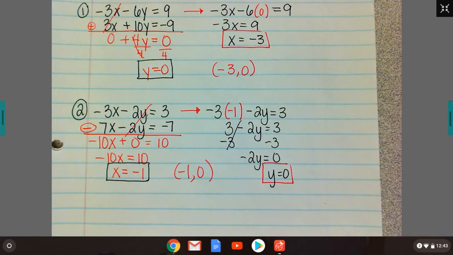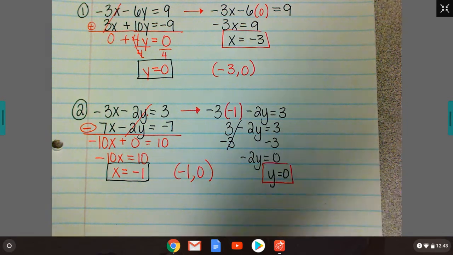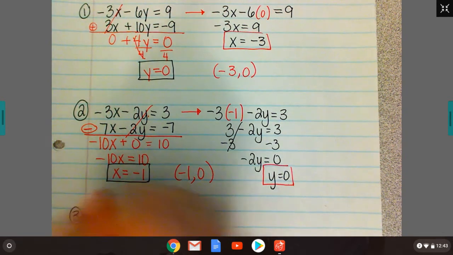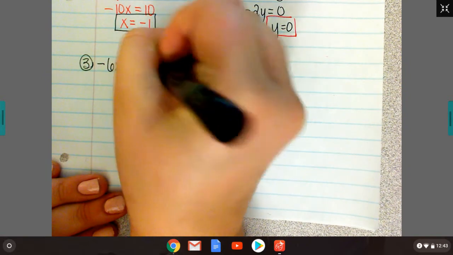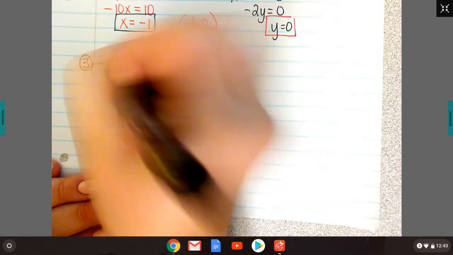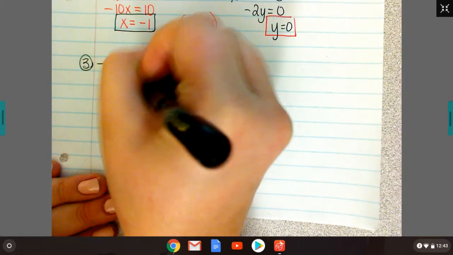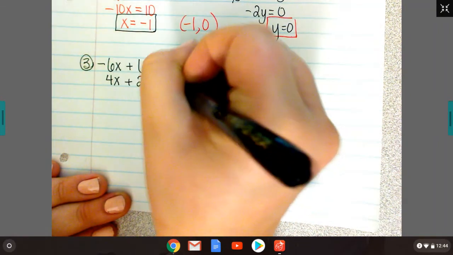All right, let's keep moving along here. We're going to do quite a few examples, 3 more. I want to make sure you see a little bit of everything. Here's number 3. You've got negative 6x plus 6y equals 24, and 4x plus 2y equals negative 10.